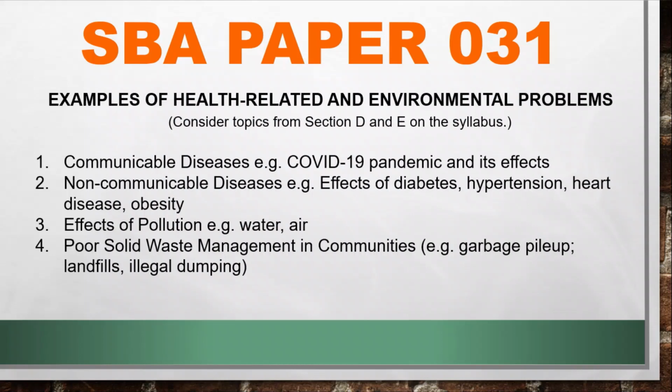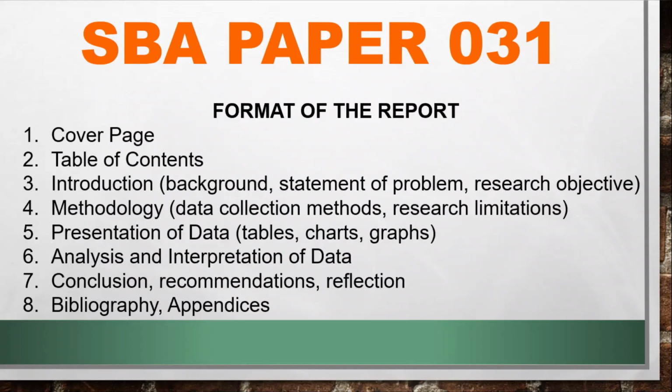And then you can look at effects of pollution. This would be under Section E. So there's water pollution, air pollution, land pollution. And then closely connected would be looking at poor solid waste management in communities. So we know that's definitely an issue. You're really looking for problems that are happening in society today, and you're looking to basically make recommendations on how this problem can be solved, how it can be dealt with. So you're literally going to be doing a lot of research and analysis.